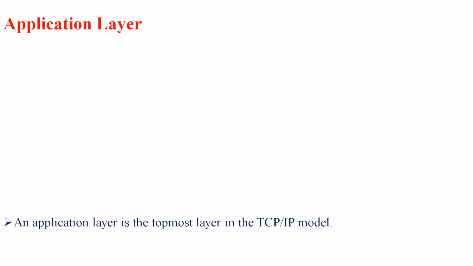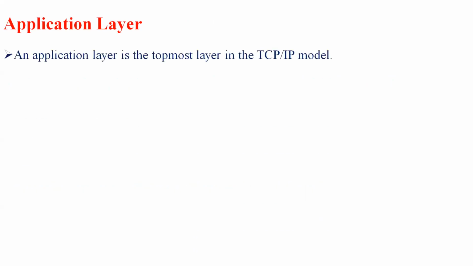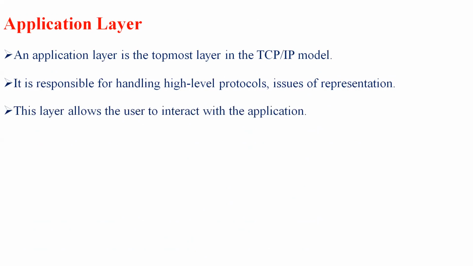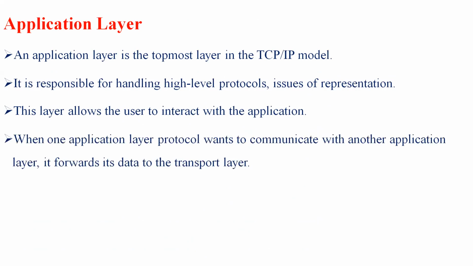Next we have the application layer. The application layer is the topmost layer and the last layer in the TCP/IP model. It is responsible for handling high-level protocols and issues of representation. It allows the user to directly interact with the specific application.